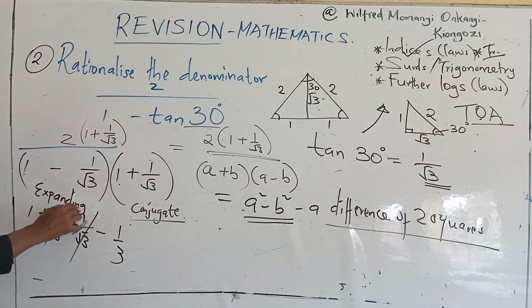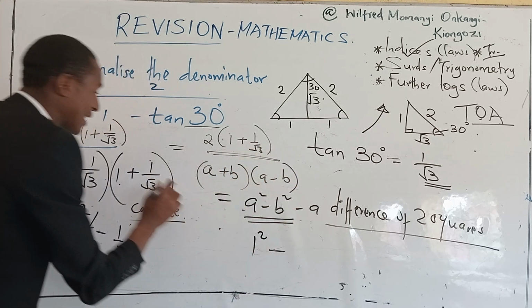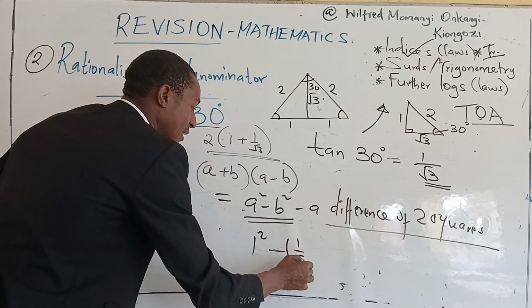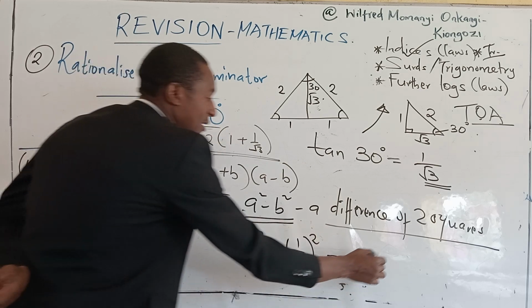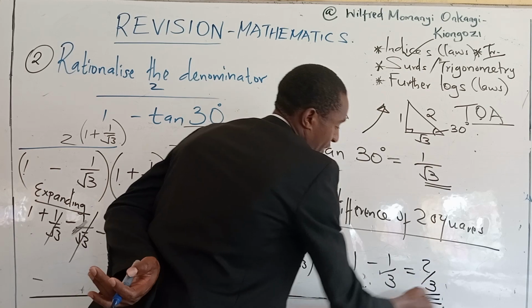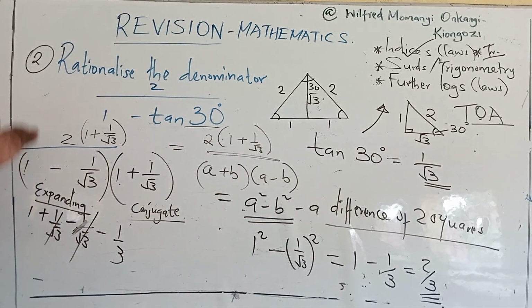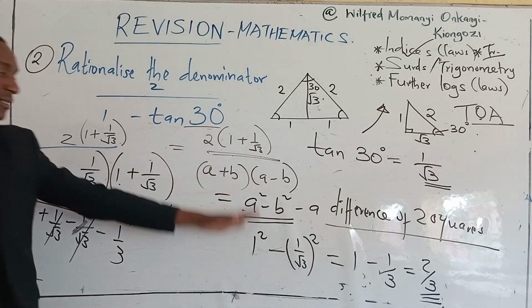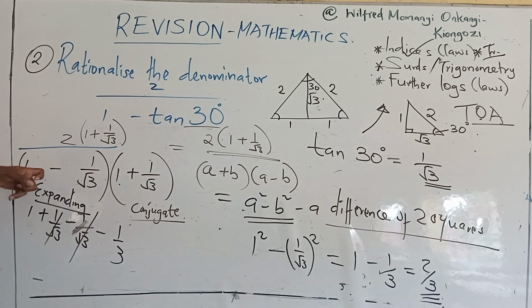But instead of doing that, you can simply say, by this concept, 1 squared minus bracket 1 over root 3 squared, which gives you 1 minus a third, which is going to be 2 over 3. So at this point, you can apply the concept of a difference of two squares, or you simply expand. But this is the easiest and the shortest and most appropriate method to get to multiplication of a value by its conjugate. So at this point, we have the numerator.